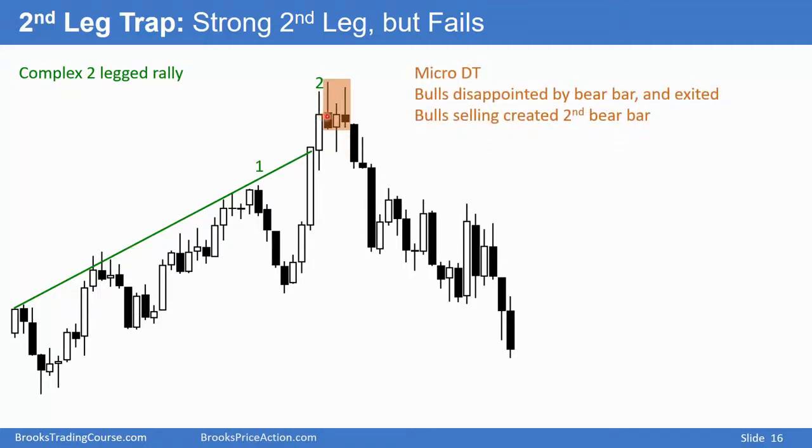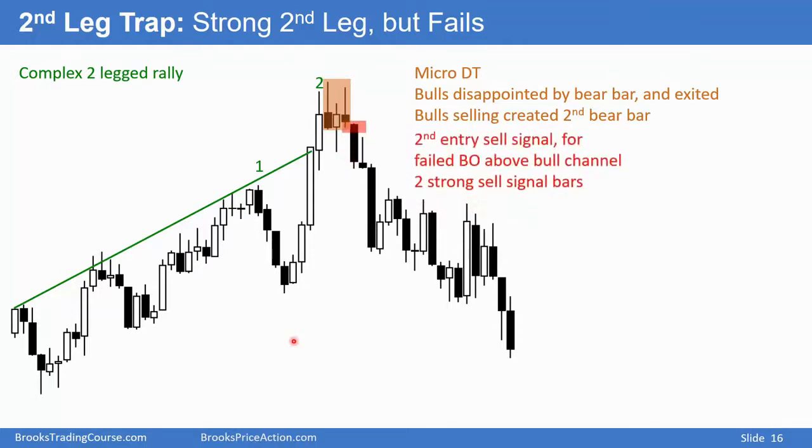Bulls disappointed by this bear bar. They get out break even here or here, and the bulls that did not give up here. A second entry for a failed breakout of anything is a higher probability trade, and this is a second entry for a failed breakout above a bull channel, and it has a good sell signal bar, and it follows a first entry that also had a good sell signal bar, so this is a higher probability sell.